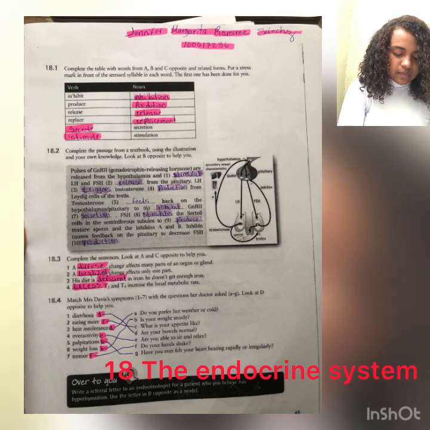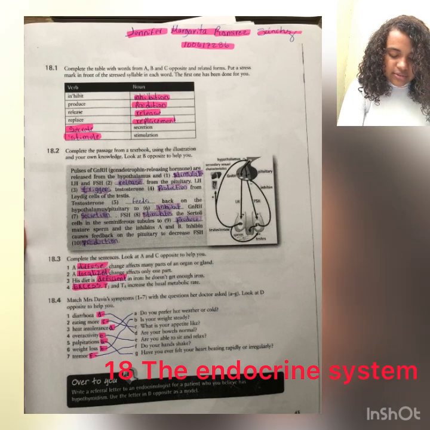Number 3. Hypoferremia is deficiency in iron. The patient doesn't have enough iron. Number 4. Excess T3 and T4 increase the basal metabolic rate.